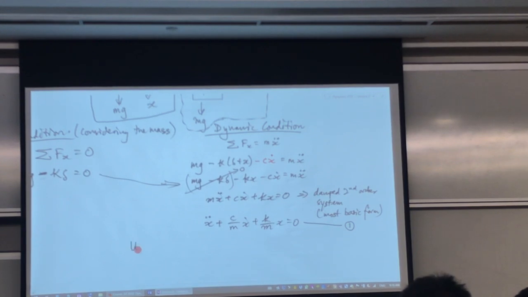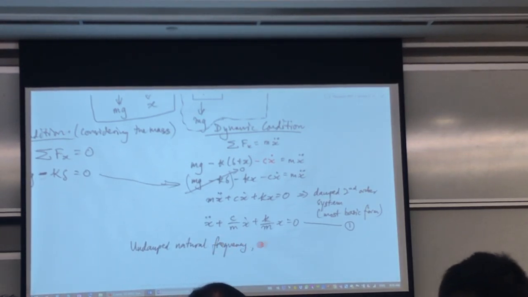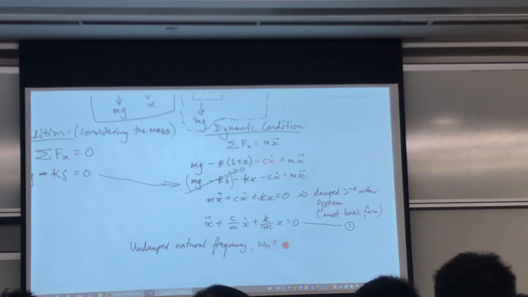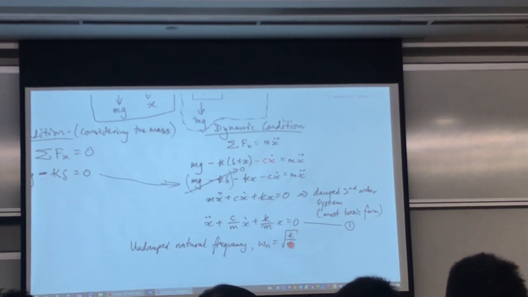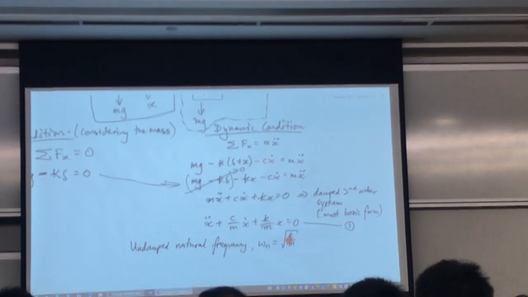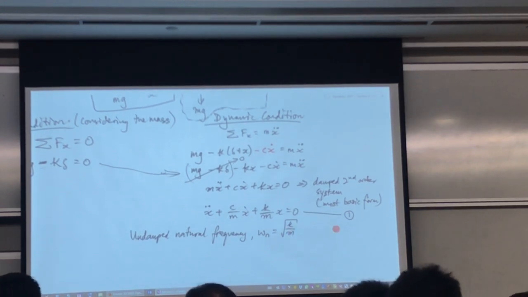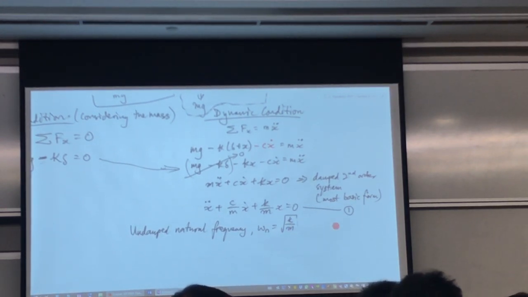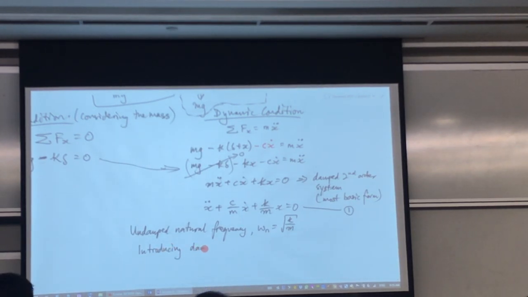Now we have seen before the undamped natural frequency. The undamped natural frequency, omega n, that's equal to square root K over M. That was seen last week. Right? This week, I'm going to introduce to you a new term. Introducing damping ratio.